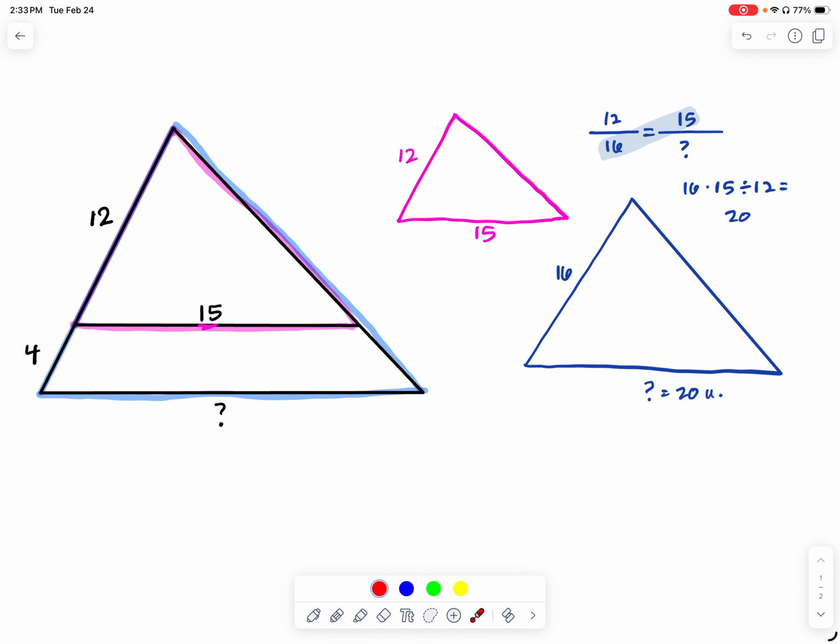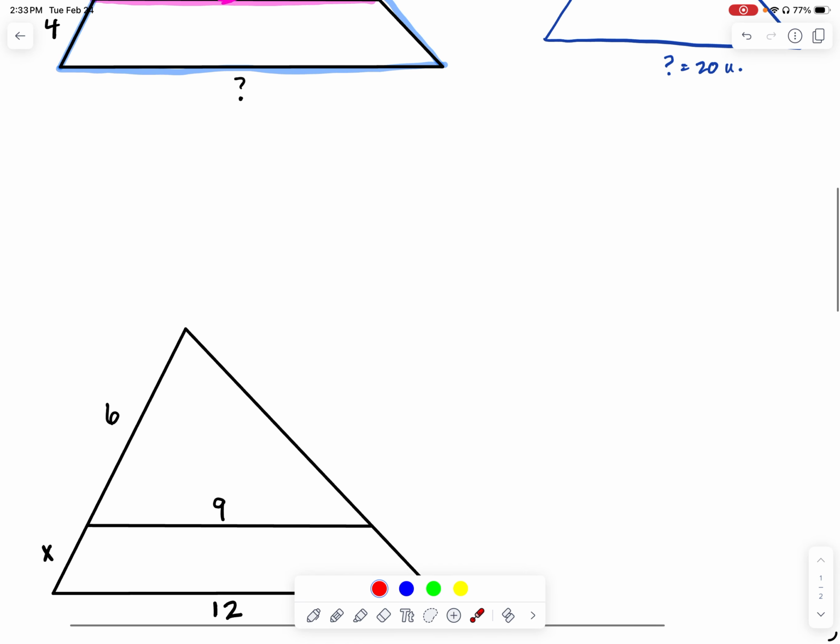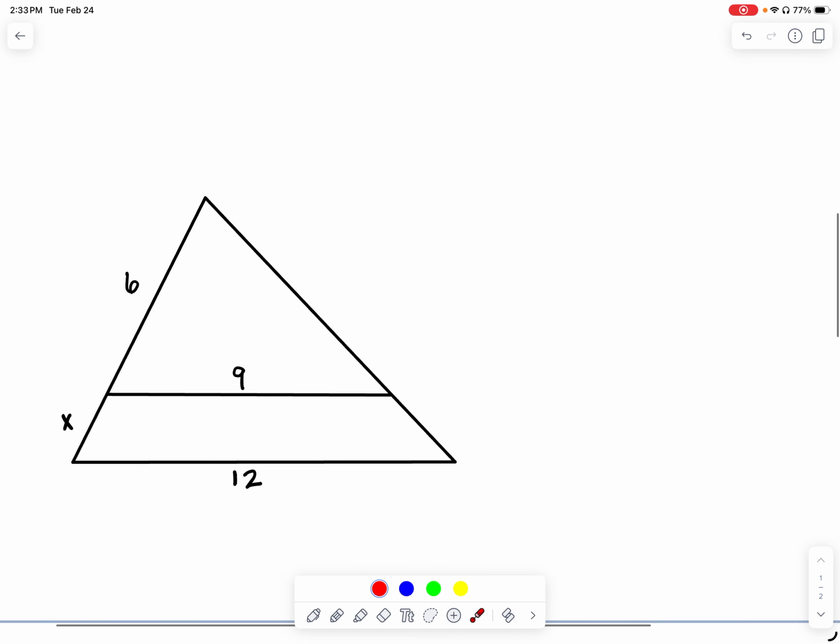Let's look at one more example that is just slightly different from this one. Here we have another similar setup, but this time the things that we know and the thing we don't know are a little bit different. So I'm going to start off thinking about this the same way again. I'm going to imagine I have this small triangle, and I'll outline it in pink right now. I can see that two of the sides of this small triangle are 6 and 9.